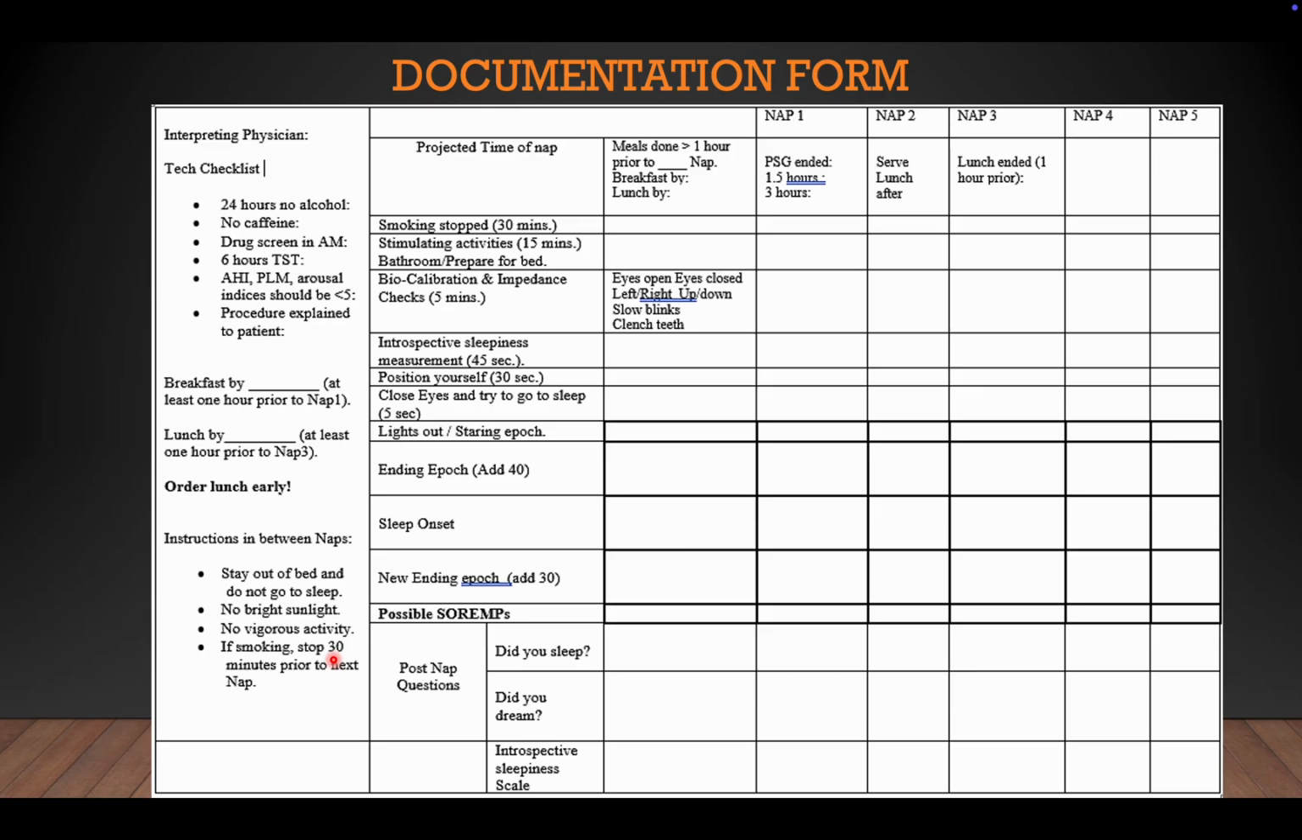We need to document. We can use a documentation form like this, which will help us plan the MSLT naps: at what time the sleep starting epoch, ending epoch, and the sleep onset, and then add 30 epochs. So usually using this form helps us get an easy understanding of the MSLT procedures.